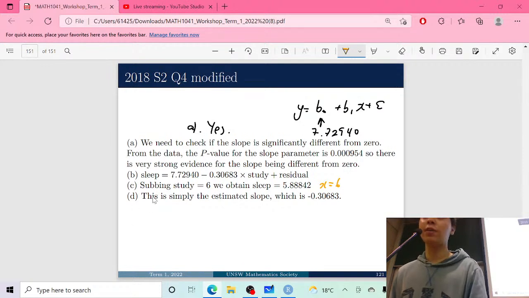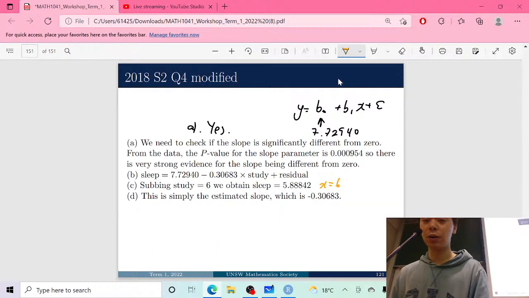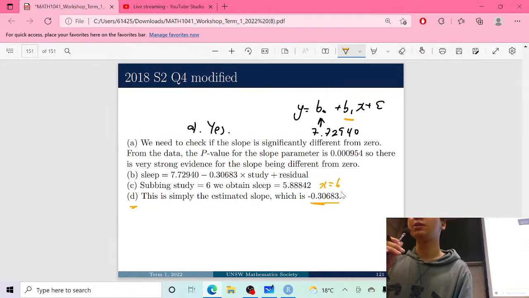And then lastly, we want to find the rate of change for 1 unit, the change in mean sleep for a 1 hour increase. This is really just your B1 value here. B1 tells you roughly the rate at which y varies depending on x. So part D is simply going to be the coefficient of B1, which is minus 0.30683. Does anyone have any questions regarding that?